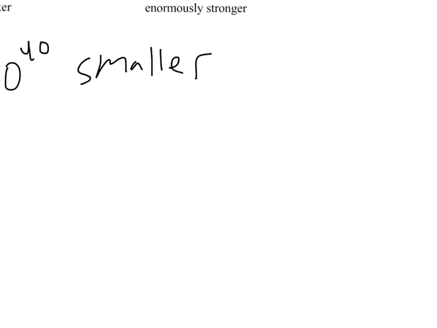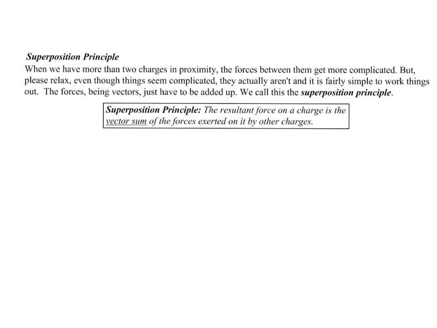So really, the last thing to deal with before ending is we need to talk about the superposition principle, which we saw in the first example that we looked at in this video. When we have more than two charges in proximity, the forces between them get a little bit more complicated, but even though they seem complicated, they really aren't. It's fairly simple to work things out. The forces, being vectors, just have to be added up. We call that the superposition principle, which states that the resultant force on a charge is the vector sum of the forces exerted on it by other charges.